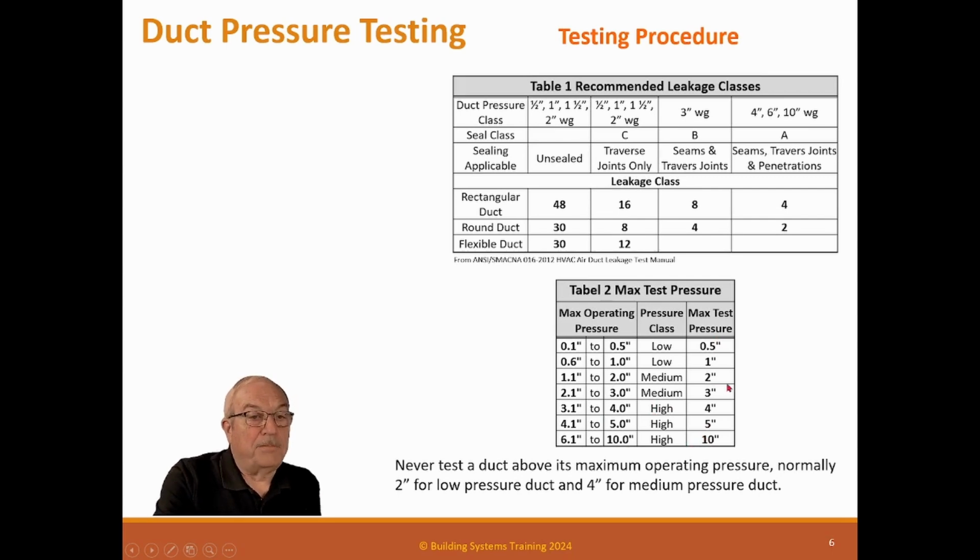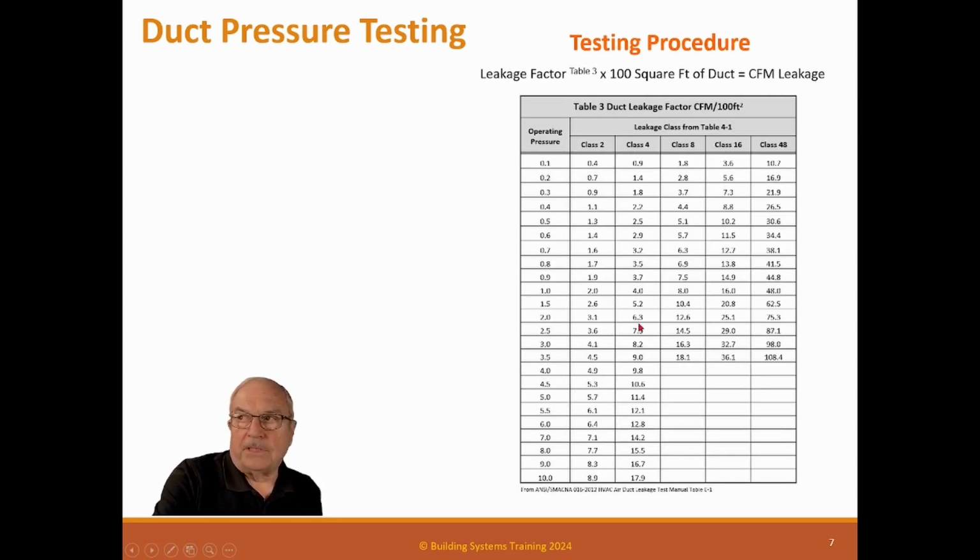Now the standard promotes something that no one does, which they should. The standard says that the design engineer is to put on the drawings what pressure class this duct is. They don't do that. So you have to kind of assume medium pressure duct is going to be 2 or 3 inches. You'll have to figure that out depending on what the fan is. If you have a fan that's producing 6 inches of external pressure to the unit, then it's got to be 6-inch duct. So you have to back-check to see what pressure you're going to test. All right, so this is the testing procedure right here.